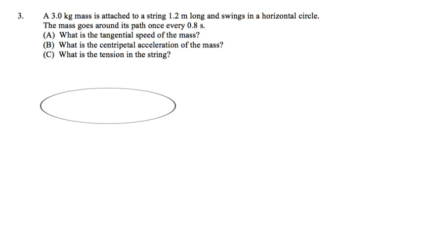But it is string, so I know that my picture is going to have just one arrow like that. And if I write my descriptive equation, it's going to be T equals mv squared over r.